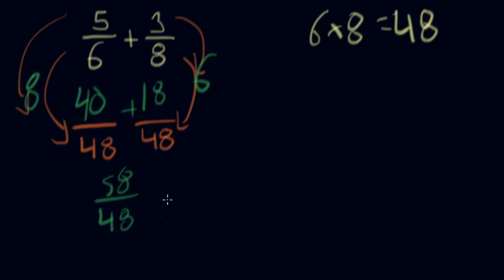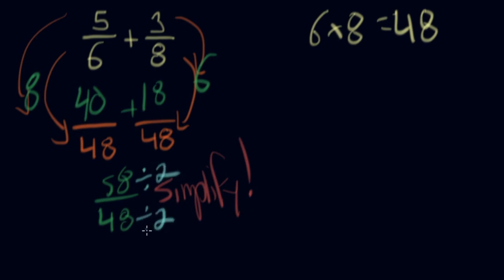Now, don't forget, your teacher will always emphasize this. They say, simplify your fraction. Simplify. What does that mean? Well, that means, could you divide the top and the bottom, the numerator and the denominator, by some common number? Well, in this case, hopefully you're like, I can divide both of them by 2. So 58 divided by 2 is just going to give you, what's that going to be, 29. I'll write it over here just for space. And 48 divided by 2 is going to be 24. And then your teacher will be happy.